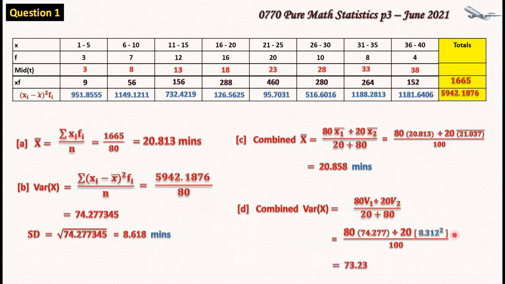So this combined variance is going to be 73.239 minutes. That's the variance. So this is it for question 1, guys.